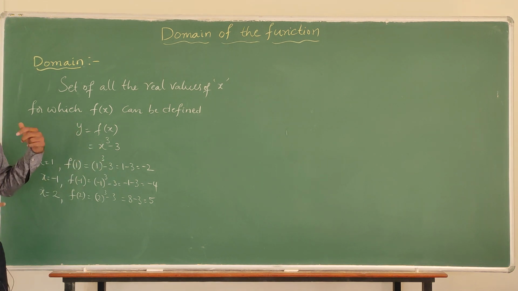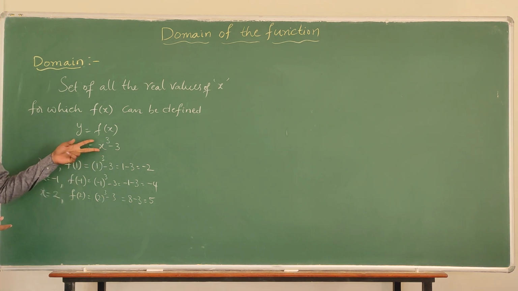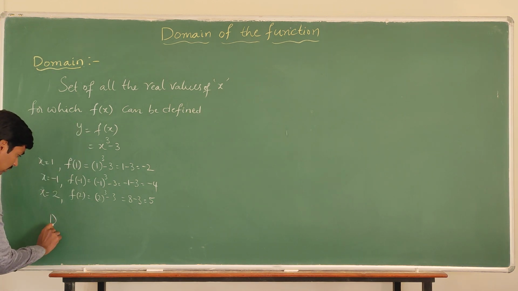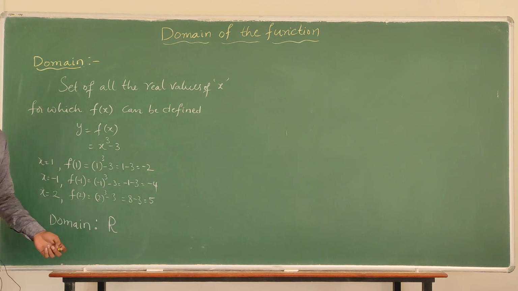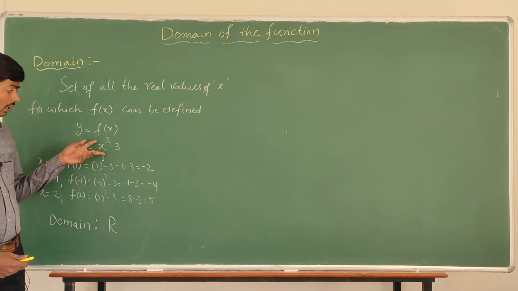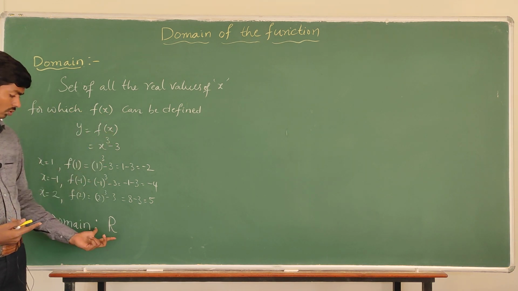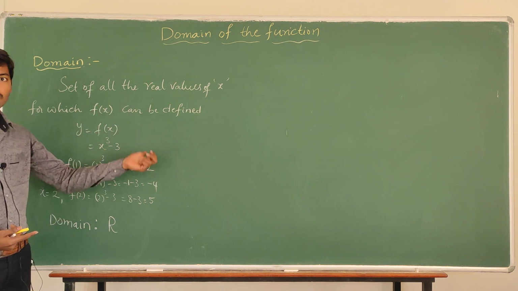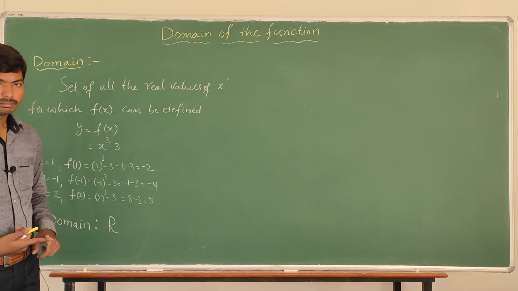Domain is nothing but the set of all the values for which my function can be defined. That set of values is called the domain. Here for all the real numbers my function can be defined. So here the domain of the function is the set of real numbers. For all the real values of x, the function value is a real number. So the domain of the function is the set of real numbers.